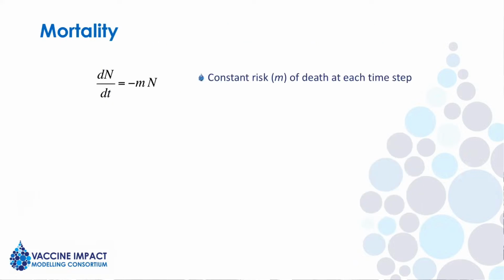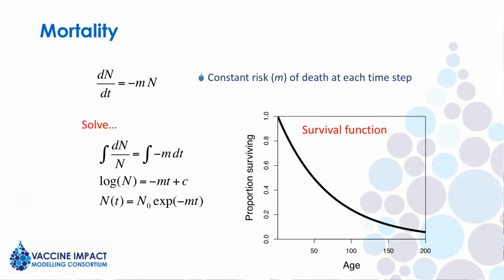So if we think about mortality, here we're just looking at how our population dies, how that mortality affects our population. If we had no births at all, we'd see exponential decline or decay. And again, we've got a constant risk m of death at each time step. We've seen this differential equation before. We know we can solve it, integrating to get an equation that looks a bit like this. This is just like what we did with the recovery rate.